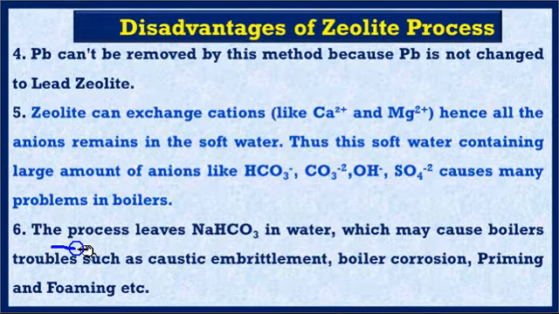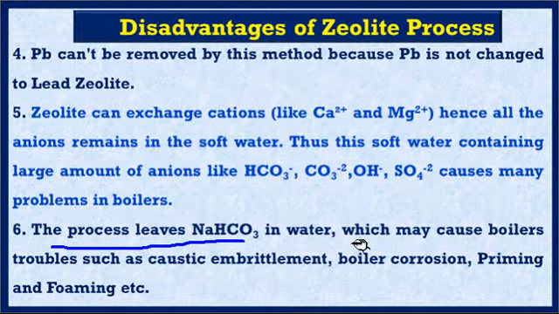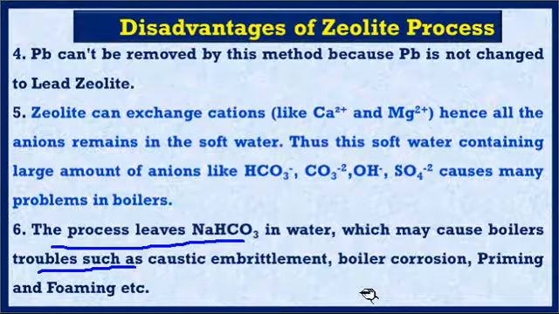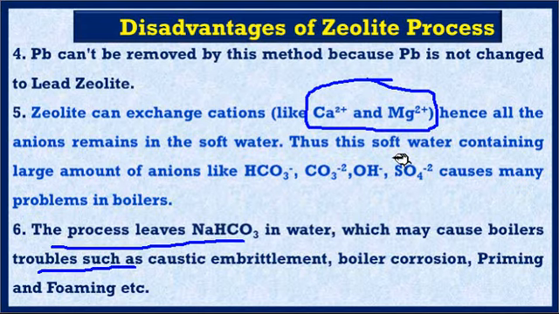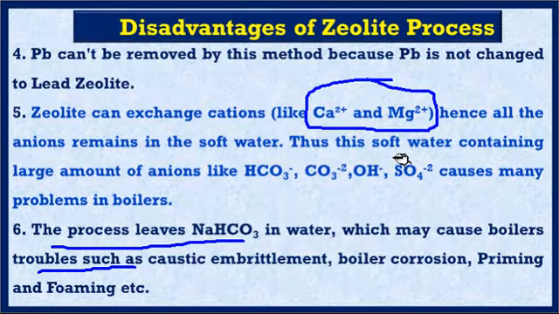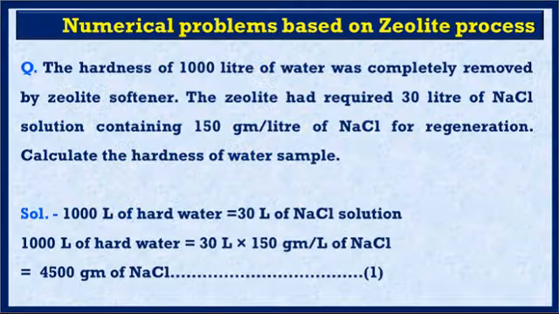For example, this process leaves sodium bicarbonate in water, which may cause various types of boiler troubles such as caustic embrittlement, boiler corrosion, priming and foaming. So the main disadvantage of this process is that it only removes the cations. All the remaining anions like chloride, sulfate, carbonate, bicarbonate, hydroxyl remain in the soft water itself. And when this soft water is used in boilers, it may create many types of boiler troubles. So these are the disadvantages of the zeolite process.